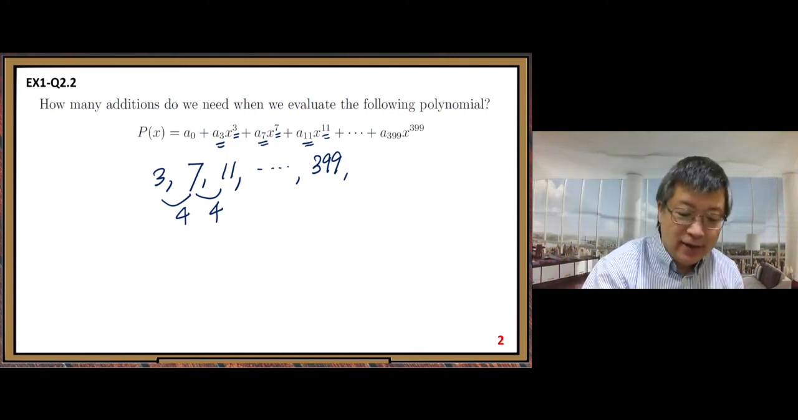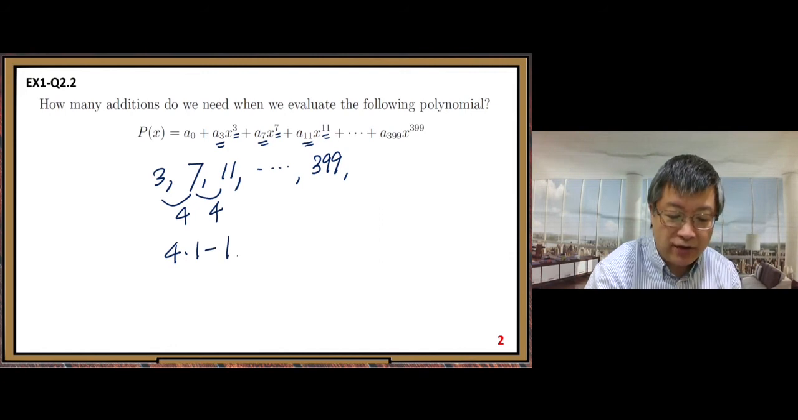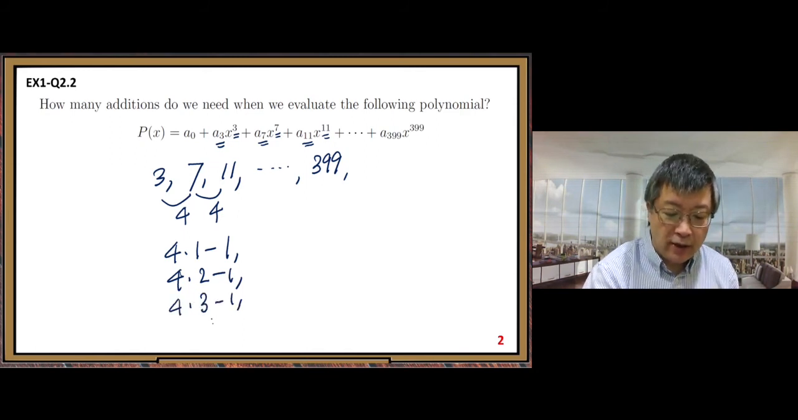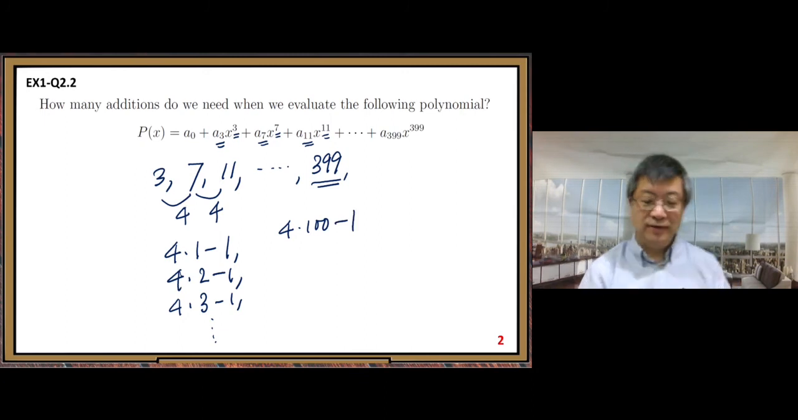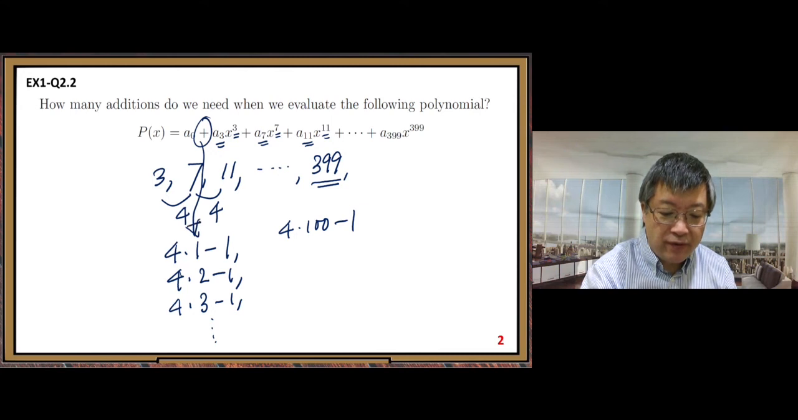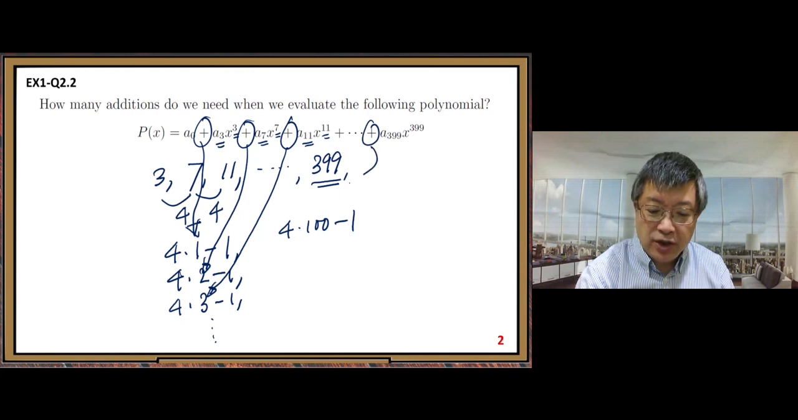All right? So you can see the first number, we can write 4 times 1 minus 1, right? That's the 3. Second one, 7: 4 times 2 minus 1, right? Third one, 11: 4 times 3 minus 1, right? How about the last one? 4 times 100 minus 1, right? When you do the association, how do you do it? The first plus sign, you associate with the 1 here. The second plus sign, with 2 here. The third one, with 3 here. The last one, with 100 here.